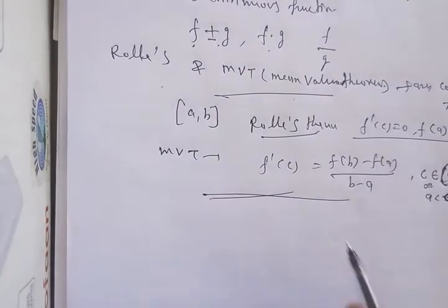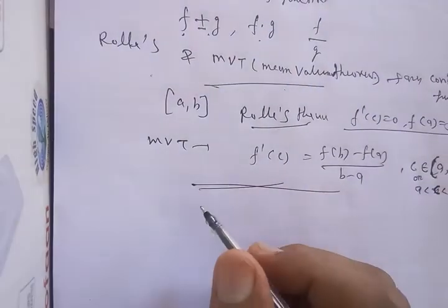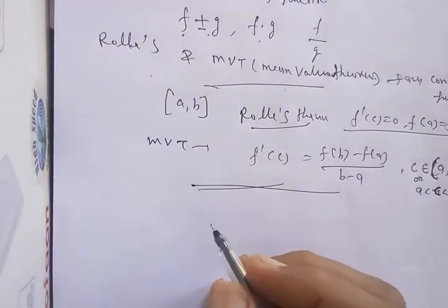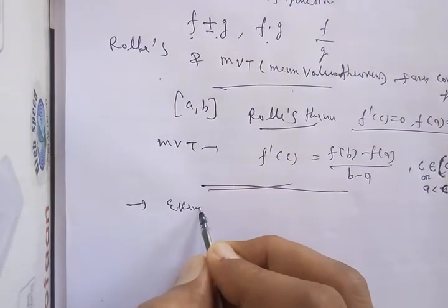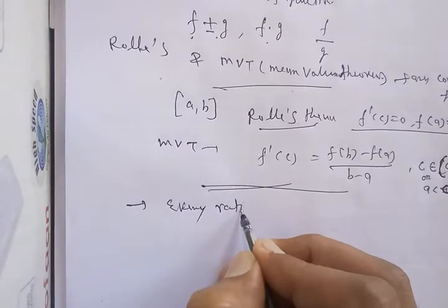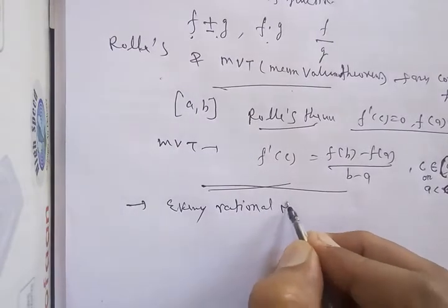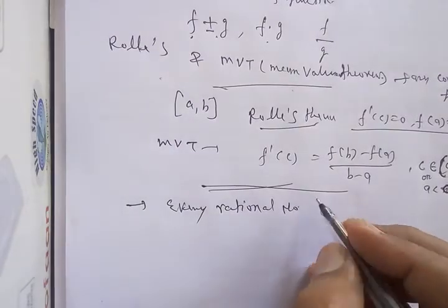Okay, next point: every rational function is continuous.